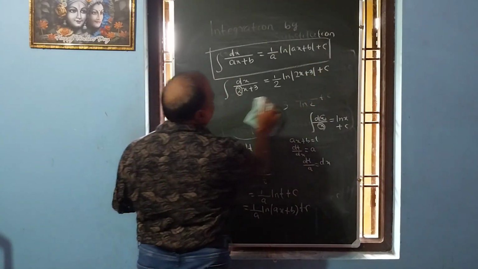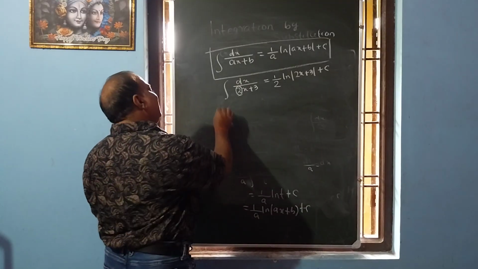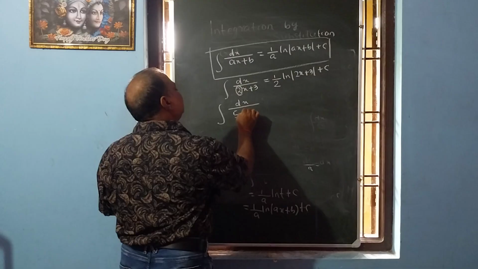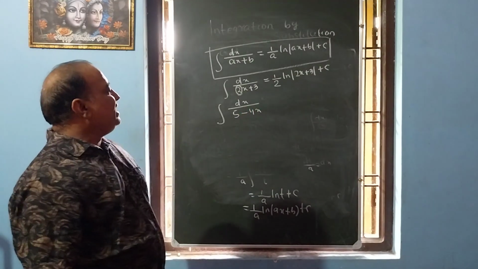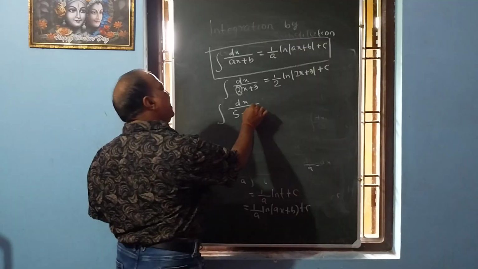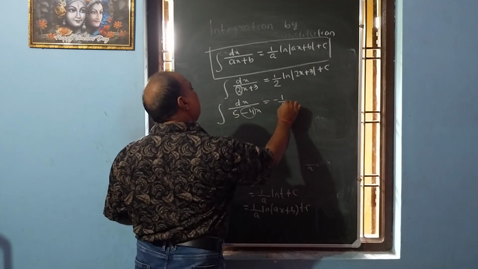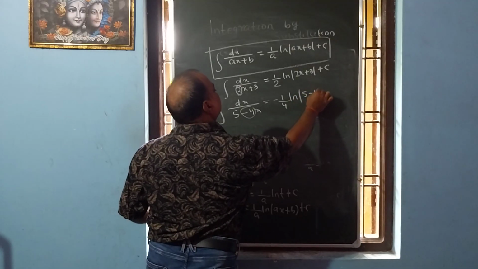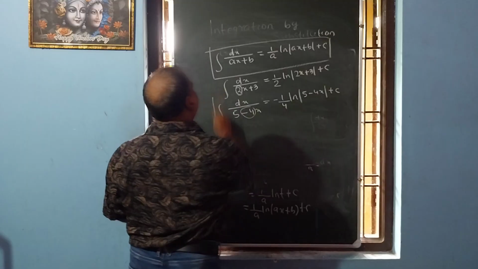Okay? Next, another example. Integration of dx by 5 minus 4x. So you see here, the coefficient of x is equal to minus 4, so that will be divided there: minus 1 by 4 ln 5 minus 4x plus c. Okay?